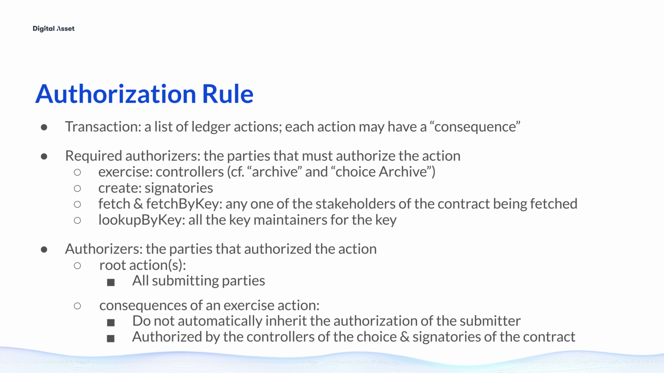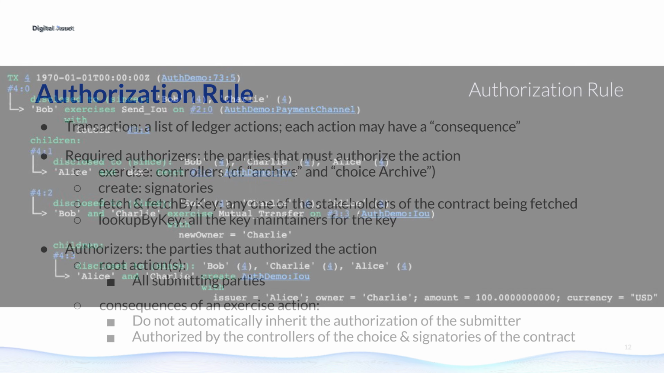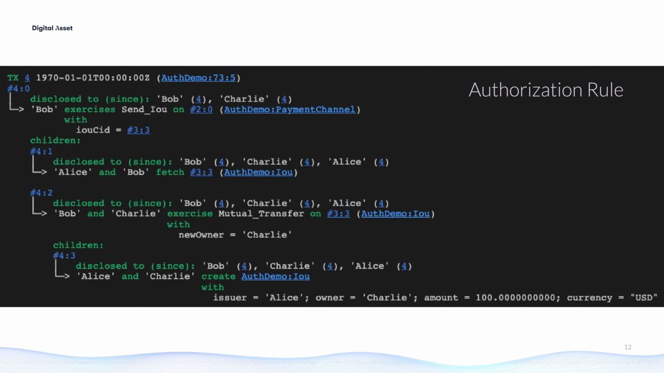Now let's see what that means in a transaction tree. Here is a transaction tree with its list of ledger actions. The transaction tree was generated when the party Bob exercised a send IOU choice on a payment channel contract. This ledger action has two consequences, fetch and exercise. Among those two, the exercise action has a consequence of creating a new IOU contract. Let's take a look at the number 42 as an example. The required authorizers of exercising mutual transfer are the controllers of the choice, Bob and Charlie.